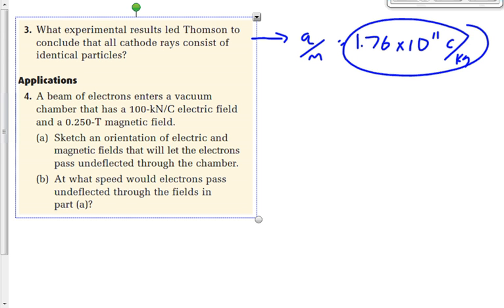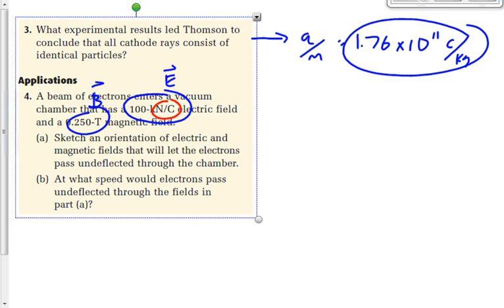Number 4 says a beam of electrons enters a vacuum chamber that has a 100 kilonewton per coulomb electric field and a 0.250 tesla magnetic field. So right away I see this, I'm starting to think what? Electric field and magnetic field together, I'm starting to think velocity selection chamber of the cathode ray tube. We want to find, first of all, we want to draw a picture of the electromagnetic fields that will cause the electrons to go undeflected. And then we want to find the speed at which they'll go undeflected.